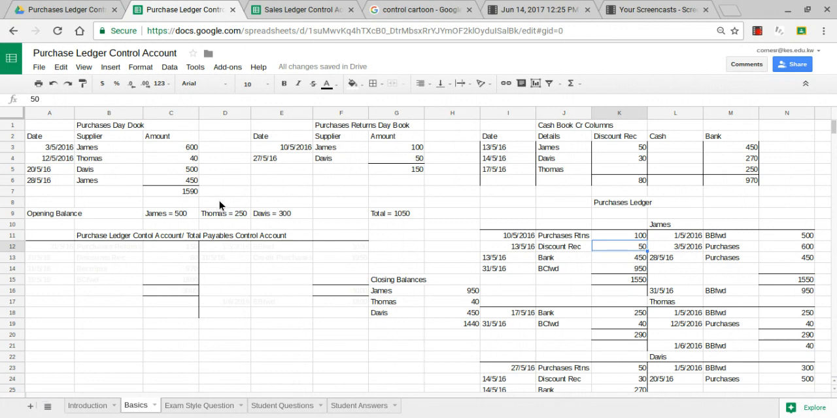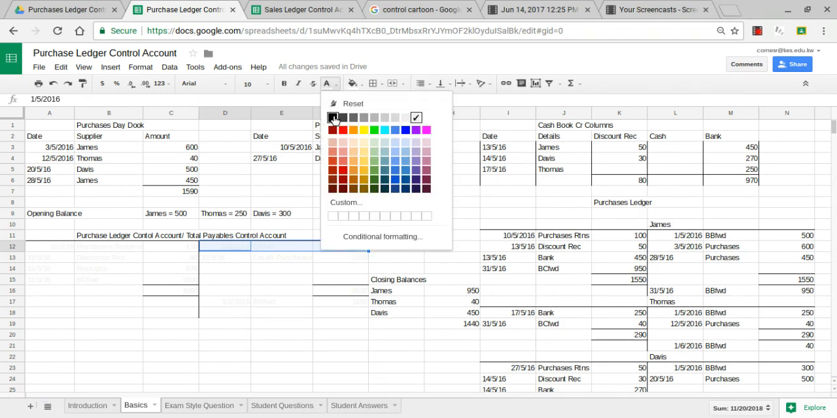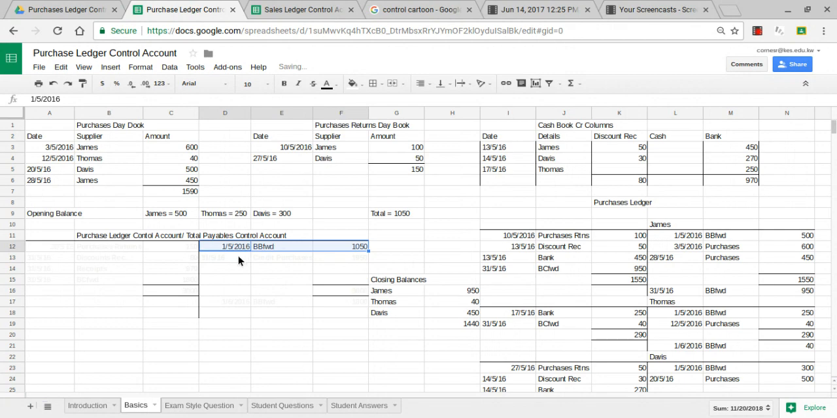Right, we'll have an opening balance. In this case, I've put all the opening balances into the supplier's accounts, and they total 1,050. In the control account, it goes on the credit side because the control account is replicating what's happened in the purchases ledger to all the supplier's accounts. So hopefully I've got 1,050 on the credit side. We then take the totals from the purchases daybook, purchase returns daybook, and the cash book, and put them in the appropriate side of the control account.